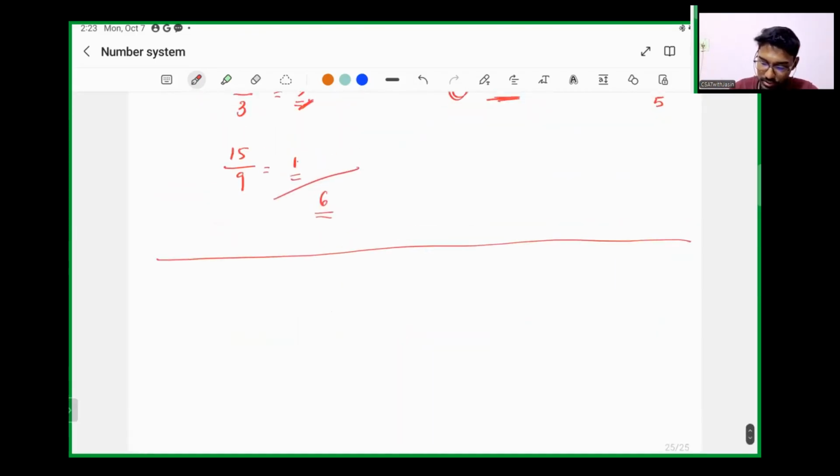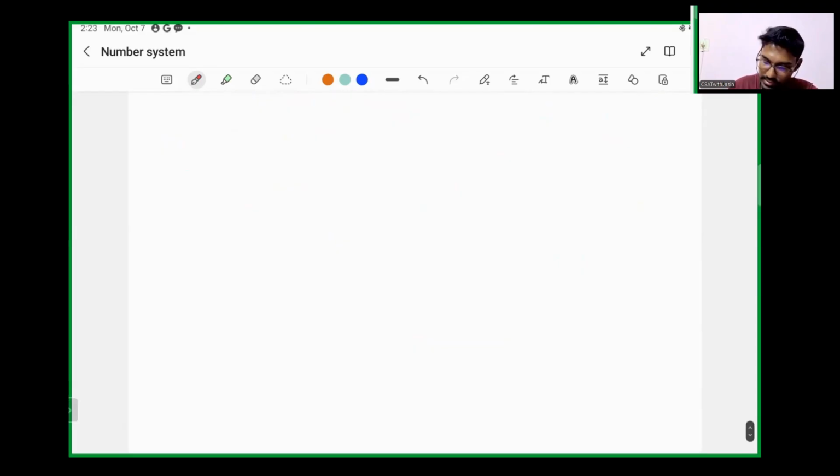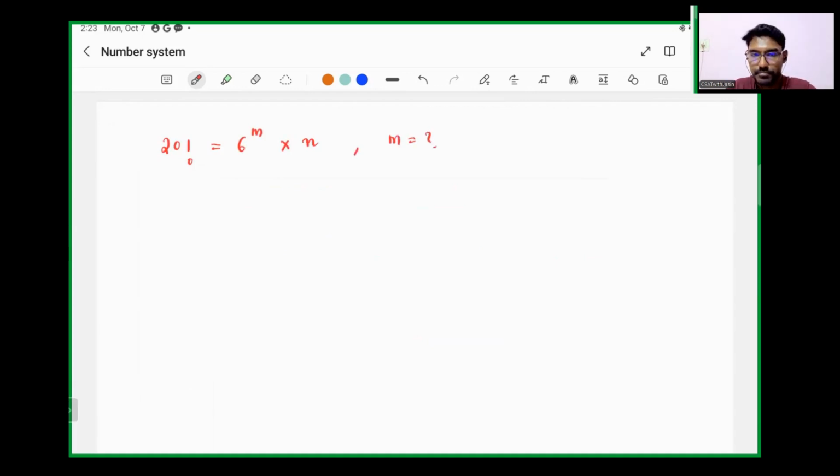Now I'll give you just one more question here. Let's say 20 factorial is equal to 6 raised to m into n. Then what is the maximum value of m?